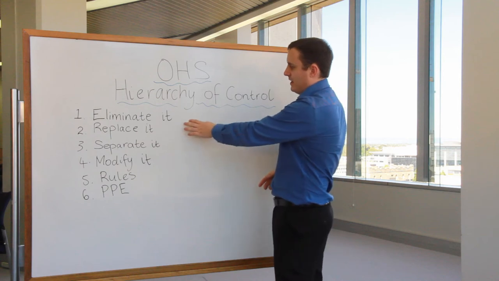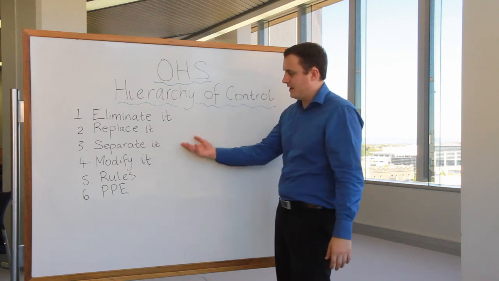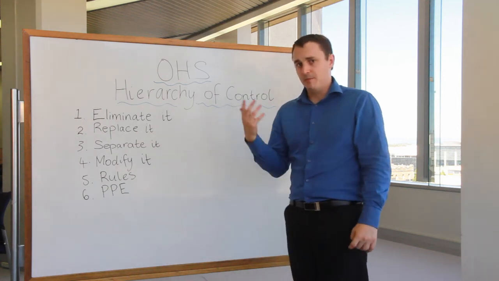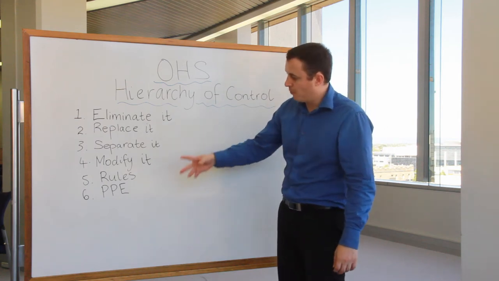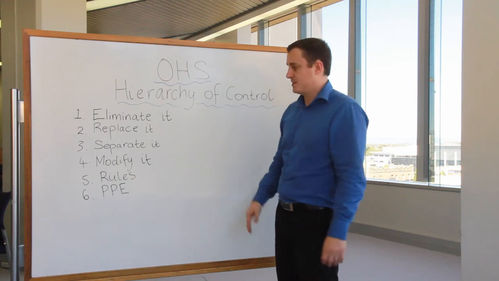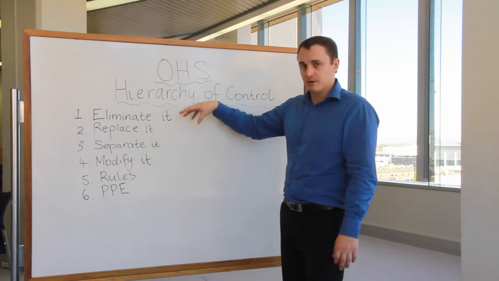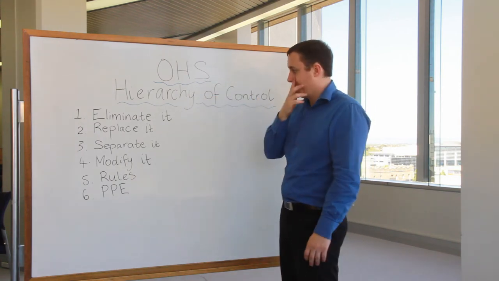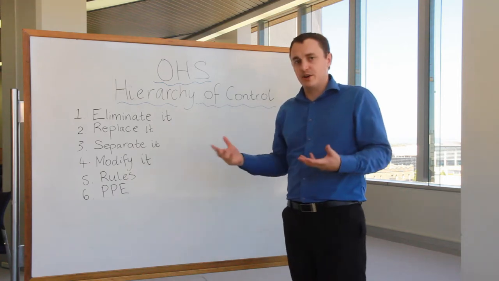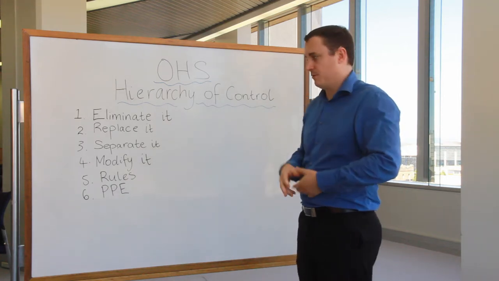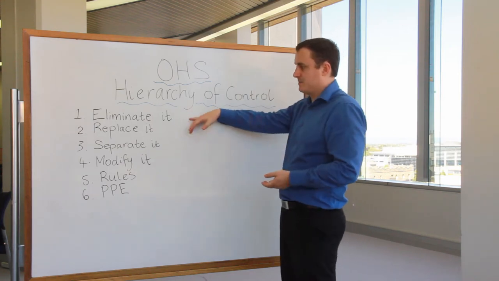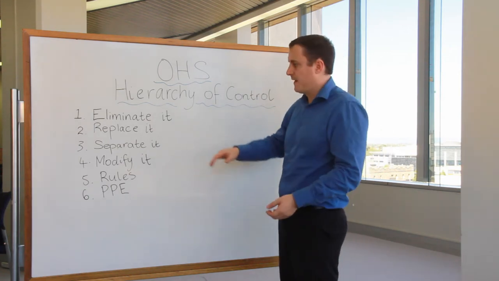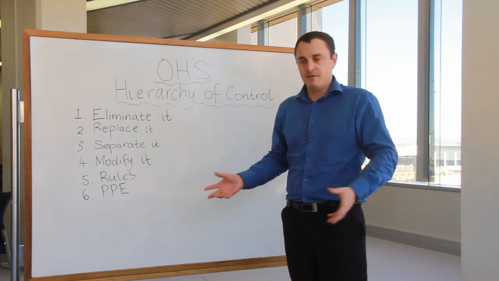If you can't eliminate it, then you need to go down the list and think, well, what else can I do to minimize risk? We'd rather use number two or number three before we go down to four, five, or six. Again, we want to go with the lowest or up this end first. Replacing it: is it an object that's dangerous? Is it, for example, a piece of machinery that's dangerous? We can't eliminate it because we need to use it, like in woodwork or something. Can we replace it with something that's safer?